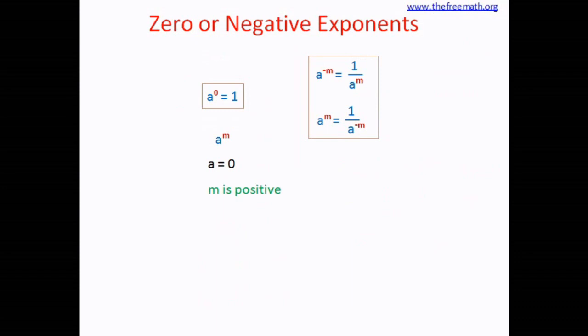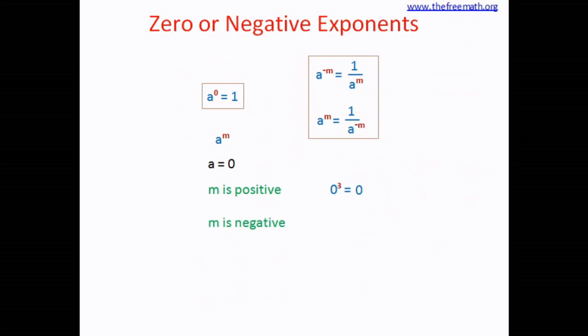It's going to look something like this. For example, 0 to the power of 3. 3 is just some positive number I have taken. You could take anything: 0 to the power of 10, 0 to the power of 27, anything. So this means 0 multiplied by 0 multiplied by 0. So it equals 0. So 0 to the power of any positive number is always going to be 0. This is quite easy. What happens if m is negative?